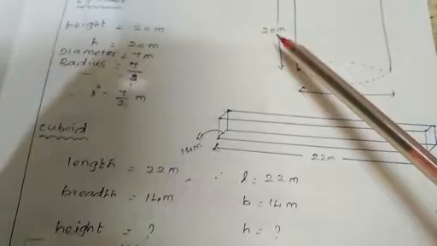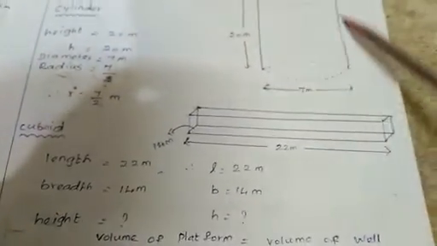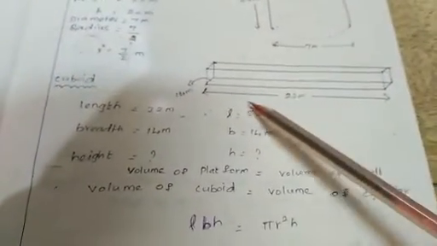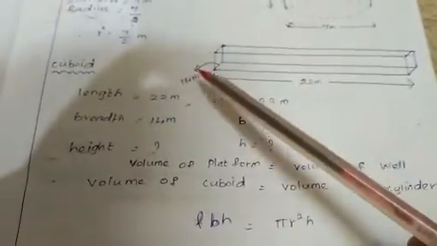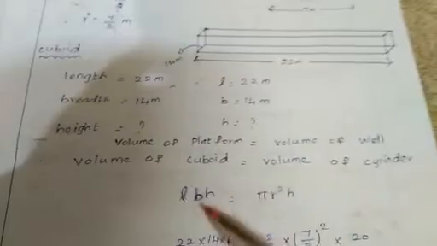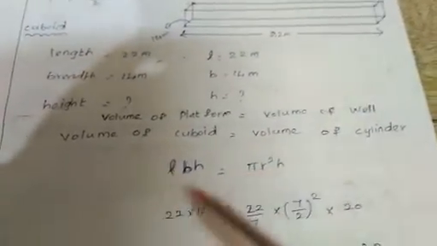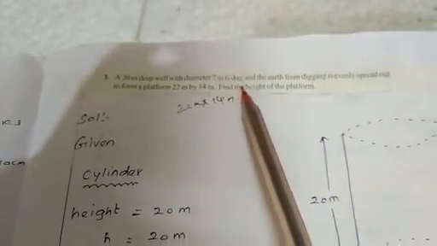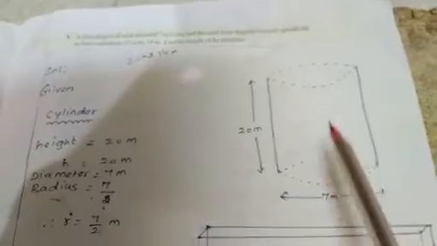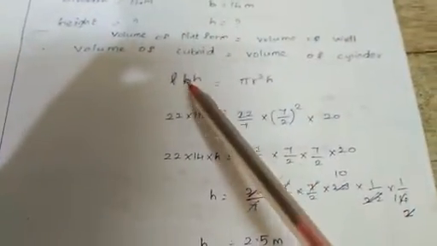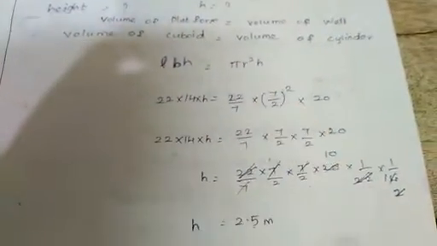So here the cylinder height and radius are given, so we can find the volume of the cylinder. But here the H value we need to find, that is the unknown value H. Length and breadth are given. Using these we are going to find the H value. So their volumes are equal because the well is dug and the earth from digging is evenly spread out, so their volumes are equal. That's why we need to equate the cuboid and cylinder volumes.